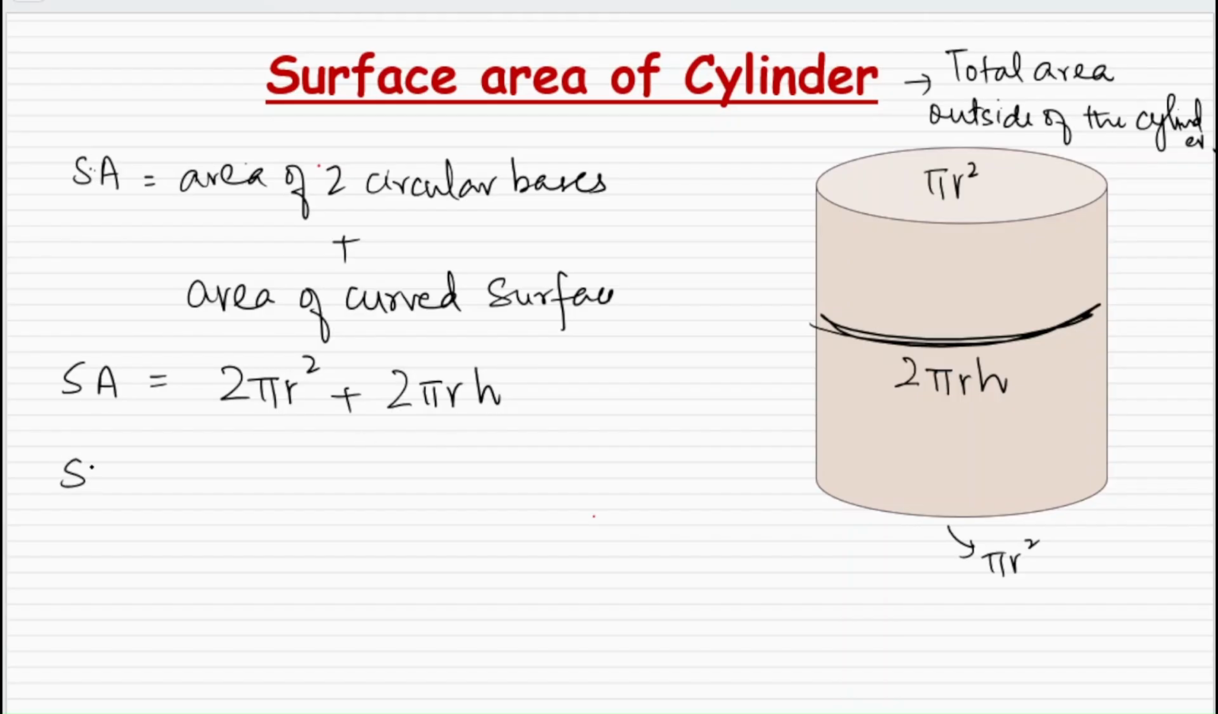Sometimes in some books they write it like this also, because 2 pi r is common in both terms. They take out 2 pi r common. From the first term, when 2 pi r is outside, only one single r is left. And from the second term, only h is left. So sometimes they use this formula, and sometimes they use the other. Both of them are correct. It's totally your choice which one you want to use.